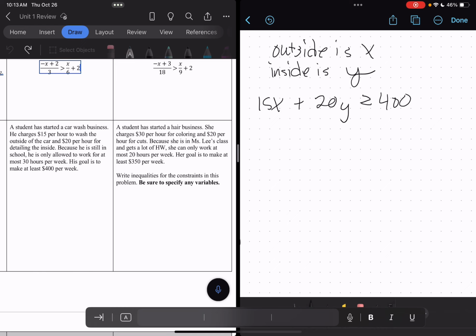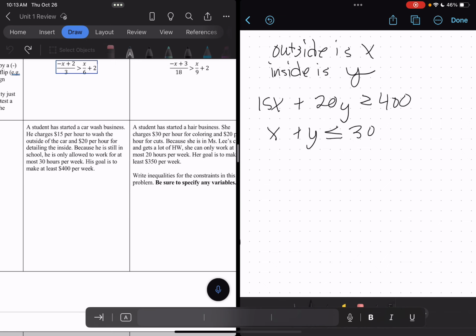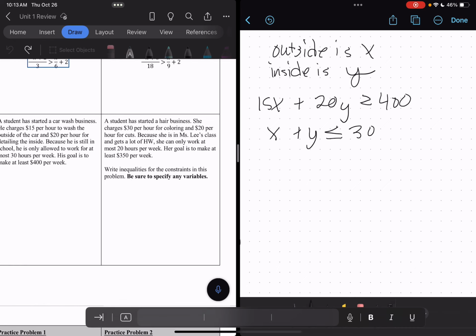On the other hand, he's only allowed to work 30 hours per week. So the amount of time he works outside versus the amount of time he works inside has to be less than or equal to 30. It's or equal to because it says at most here, which means it could be 30, right? That's an okay value. So now we have a system of inequalities that we can graph and look for the answer. This isn't asking us to do this. This is just about writing that and using these words.